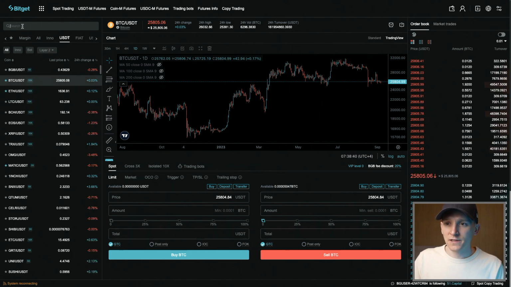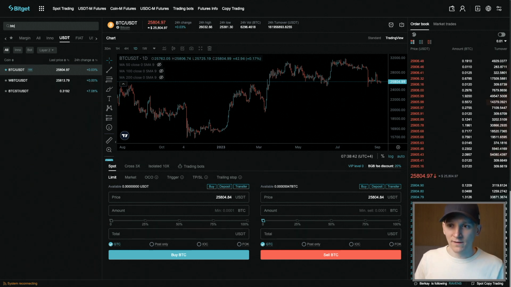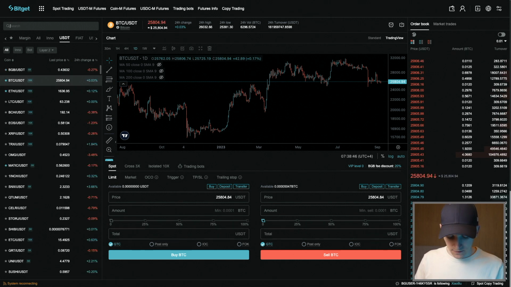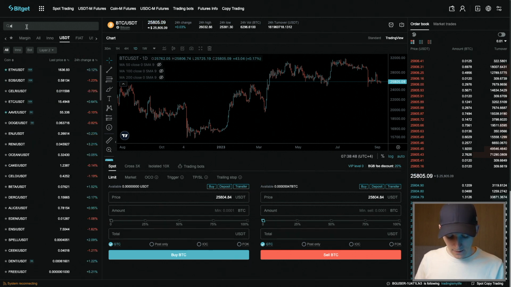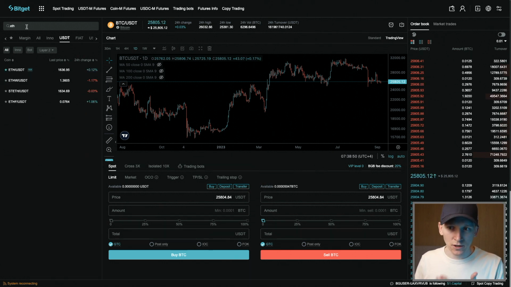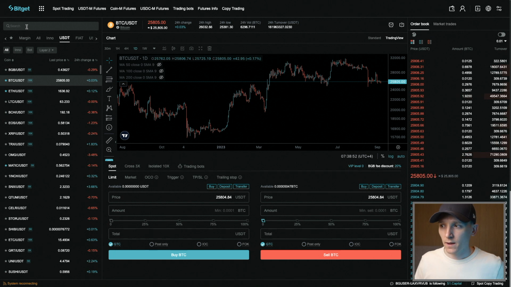So what we can do is just search for any crypto asset. So BTC is the ticker for Bitcoin, ADA, Cardano, SOL for Solana, ETH for ETH. You can see them all here. Just choose the trading pair that you want to trade. Now what we can see is this is the trading screen.